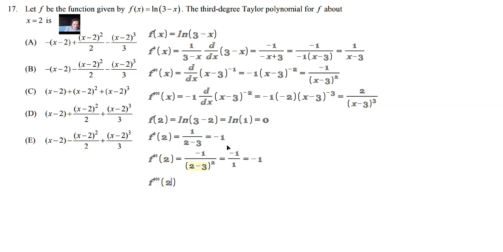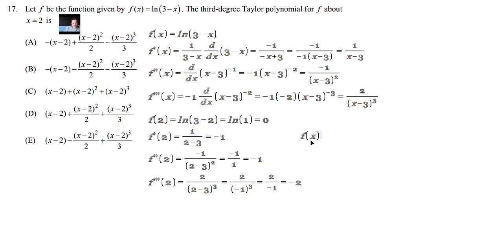Therefore, negative 1 is what comes out. F triple prime of 2 here is going to be 2 over 2 minus 3 quantity cubed this time. It's going to be 2 over, oh boy, negative 1 cubed, and then this is going to be 2 over negative 1, which is then a negative 2. Put the pieces together according to the Taylor formula. So we're going to have the following then.